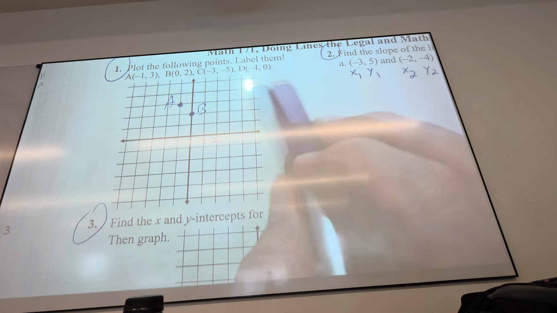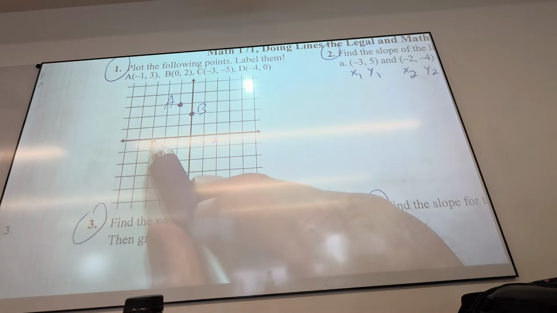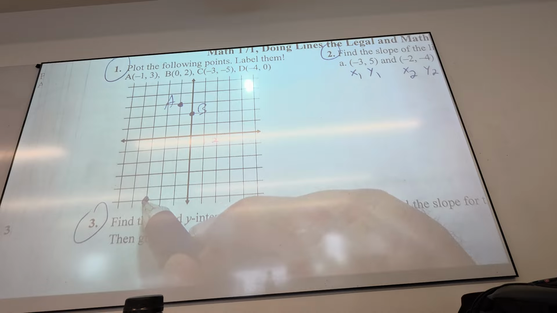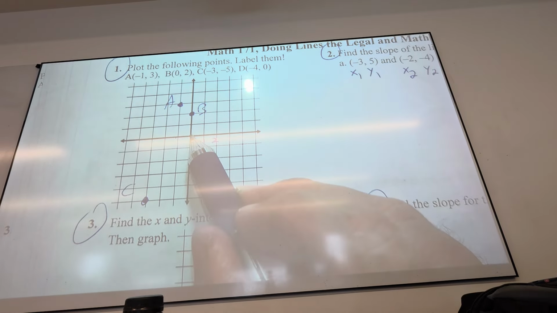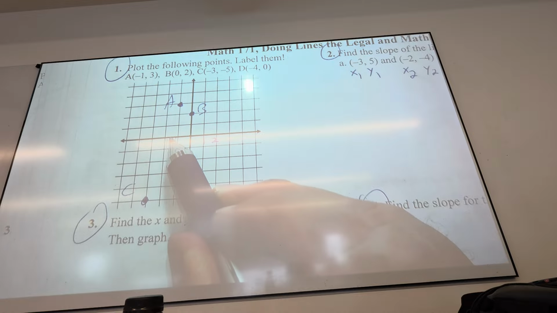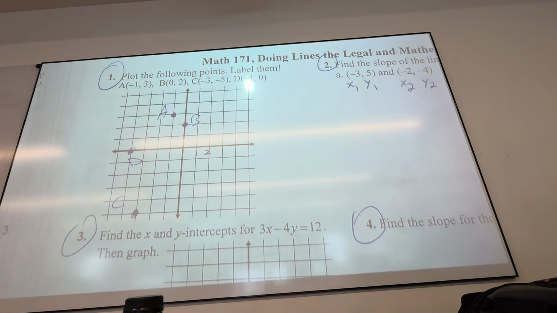What about -3, -5? Tell me how to go from here. Left 3. Down 5. And what about -4, 0? Left 4 and up and down none. Wow. Okay. Not too bad. Not too shabby.